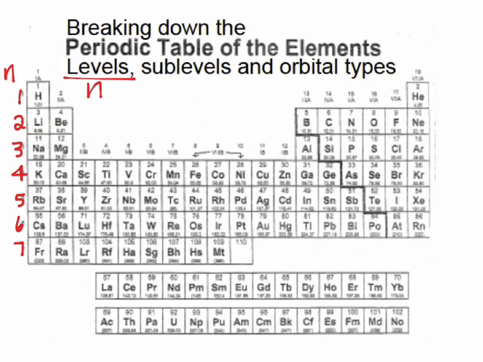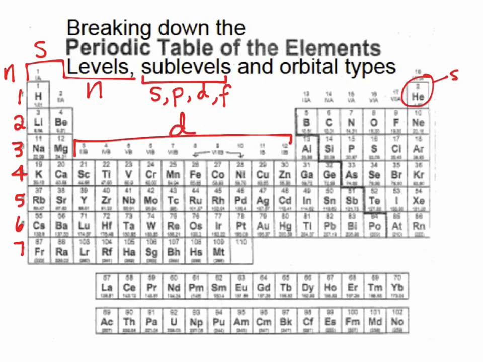Then we have our sublevels, and our sublevels are S, P, D, and F. You need to be able to recognize that columns 1 and 2 are our S, and don't forget that helium over here is an S. This big spot right in here is our D. These 6 over here are the P. And then down here at the bottom is the F.